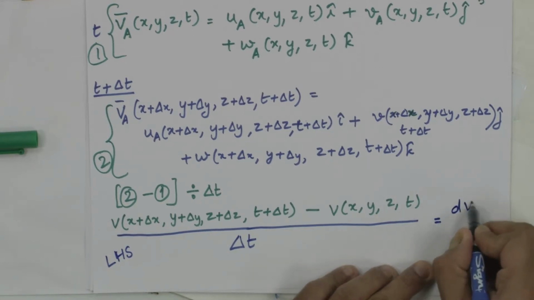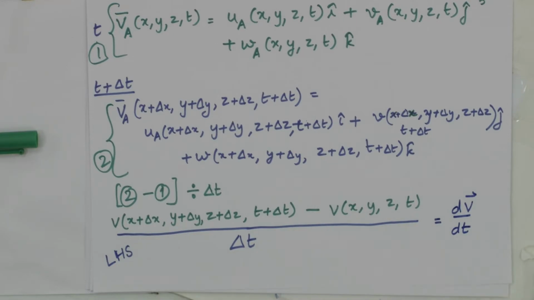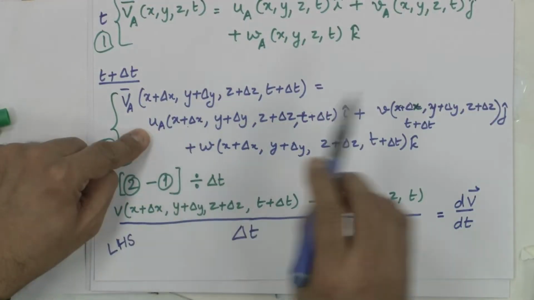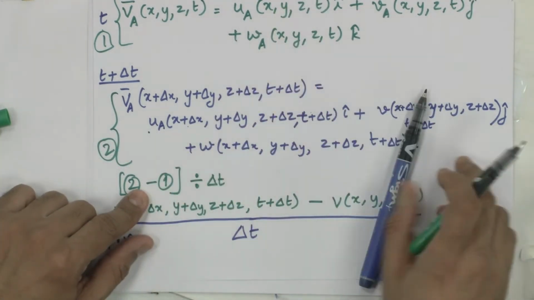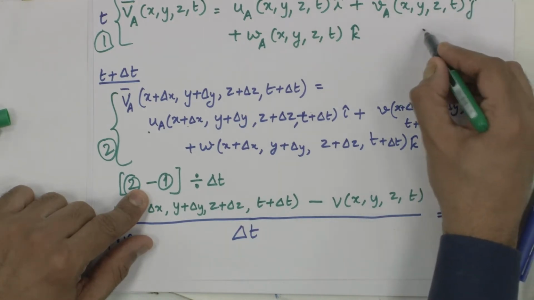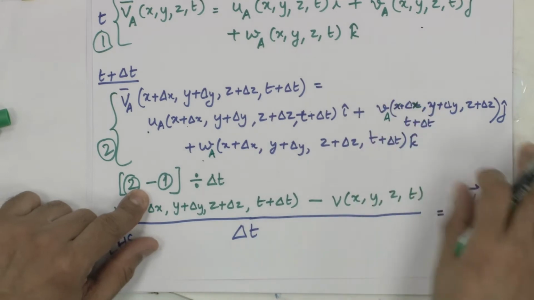Can I write this as dv by dt, right? So, this is my left hand side. Right hand side would be subtraction of u at x plus delta x, y plus delta y. So, this term minus this term, minus this term, all a's I have dropped, this term minus this term.